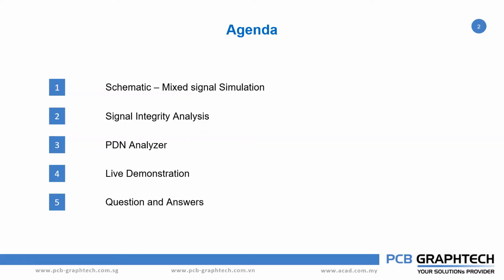Second topic is signal integrity analysis, which exists both in your schematic as well as in the PCB. When we do it in the schematic, we can do it with respect to reflection, and when we do it in the PCB we can do both reflection and crosstalk. Later we will see more detail about it.